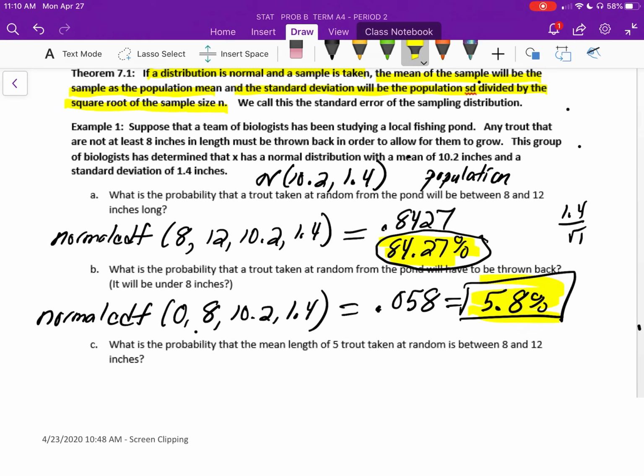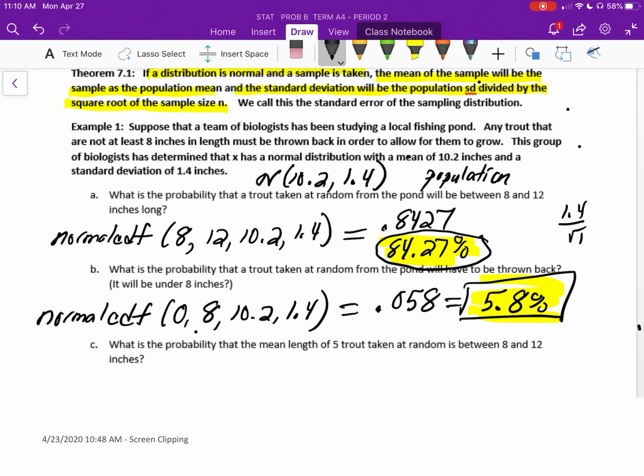And then the last one, this is where it's going to change a little bit. What if somebody went out there and caught 5 fish? What's the probability that one fish out of 5 is between 8 and 12? So not one fish, but the average, right? So suppose we caught 5 fish and we figured out their average.